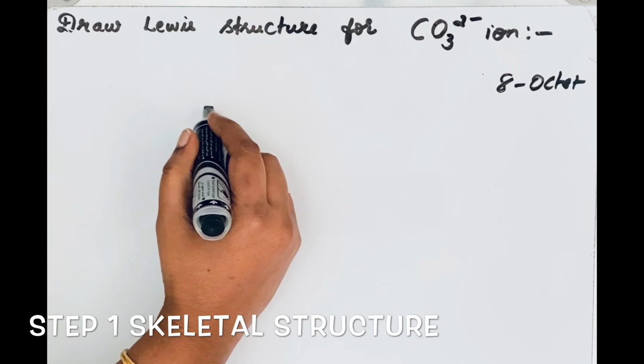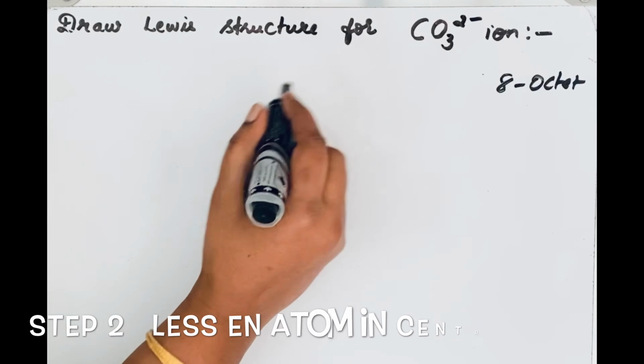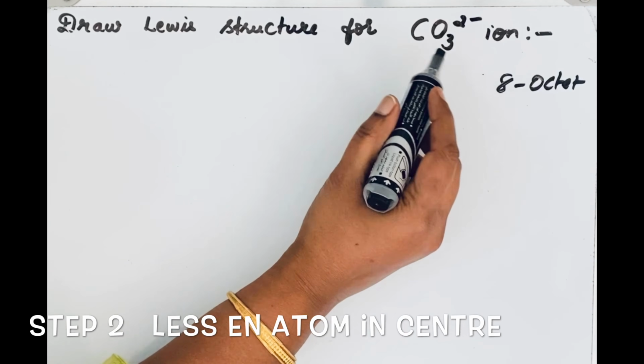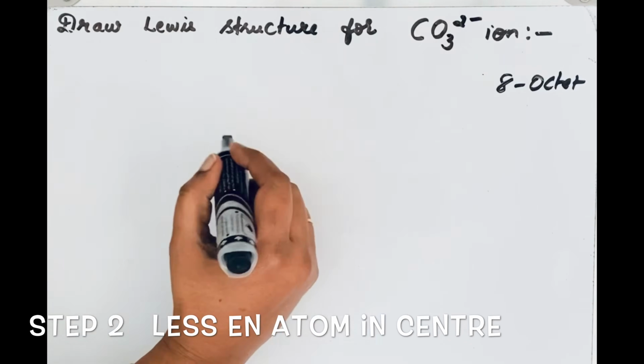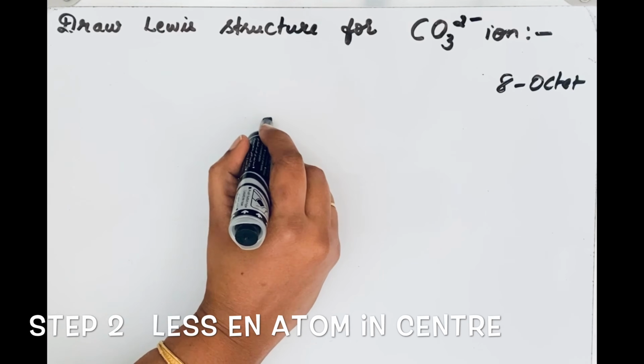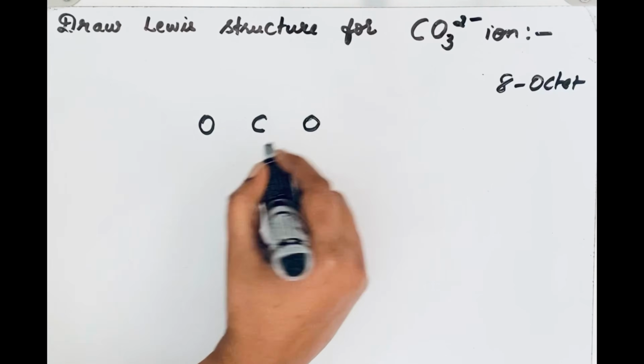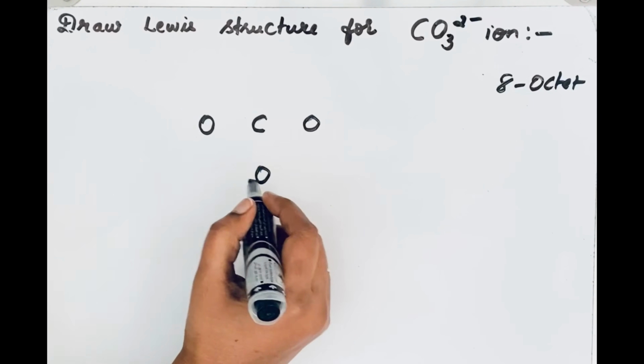So what is the first step? Draw the skeletal structure. When you draw the skeletal structure, in the second step, the center should be less electronegative. So here carbon is less electronegative. So let us draw carbon in the center and let us draw 3 oxygen atoms around it.